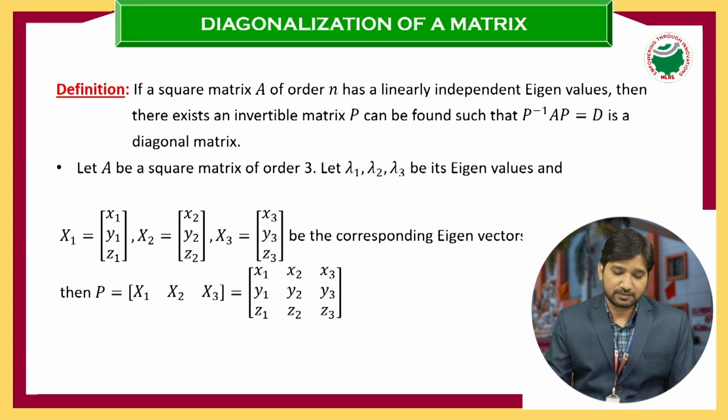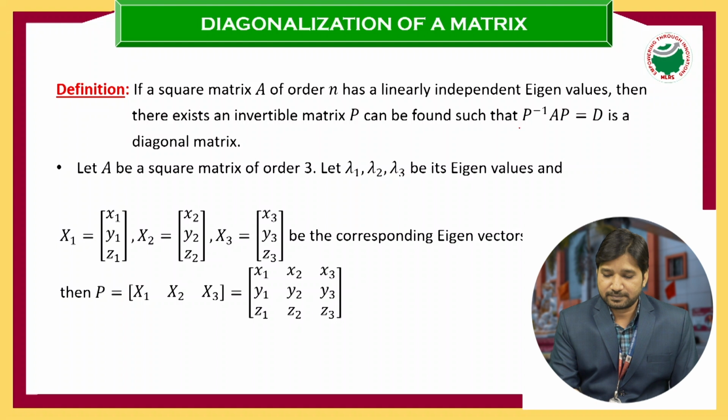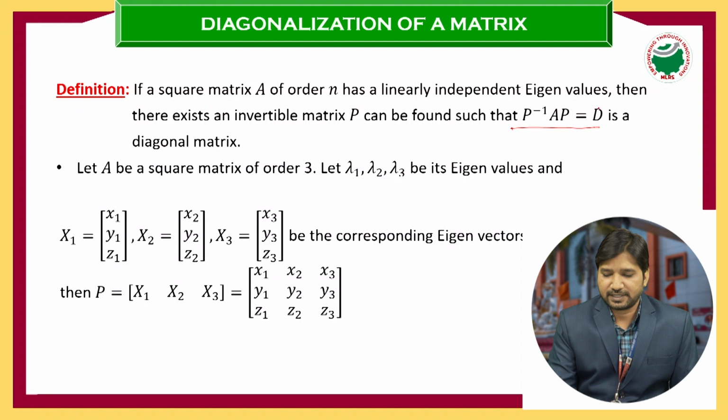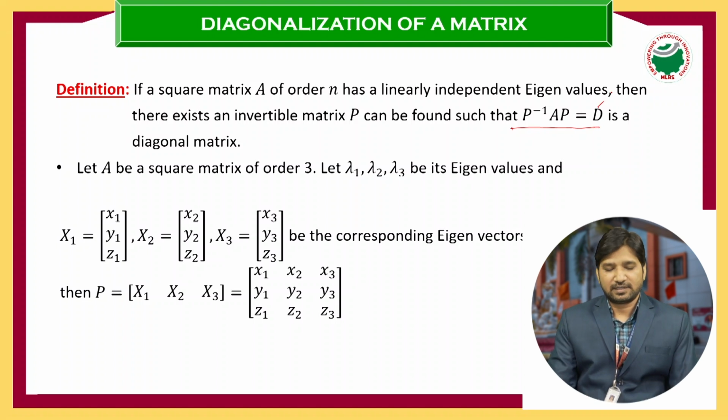The definition of diagonalization: if a square matrix A of order n has n linearly independent eigenvectors, then there exists an invertible matrix P such that P inverse AP equals D, a diagonal matrix. P is the model matrix, A is the given matrix, and D is a diagonal matrix, having only diagonal elements. That is the diagonalization D.